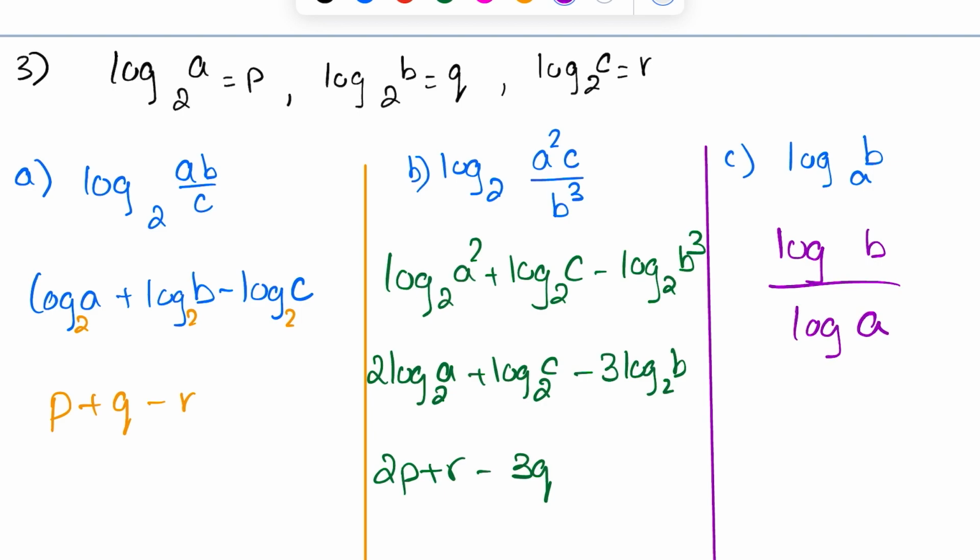This is called changing the base. You can introduce any base of your choice. Now base 2 and base 2. So log B to the base 2 is Q, log A to the base 2 is P, so Q upon P. This is going to be the answer. Now coming to question number 4.